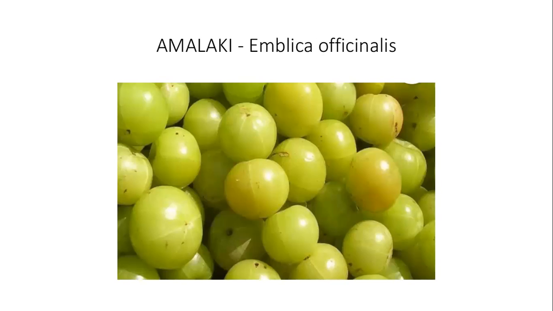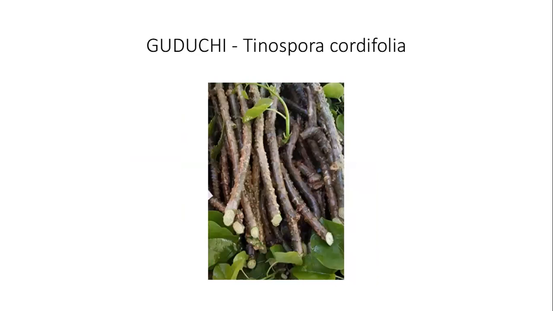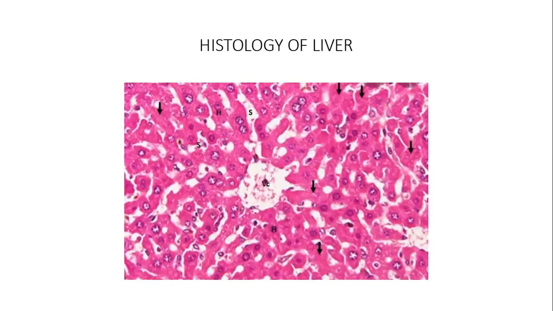Amalaki, Emblica officinalis, contains natural vitamin C and it is Rasayana in action. Vayasthapana also. Vasaka, Adhatoda vasica, it is Tiktarasayukta and Pittahara in action. Guduchi, Tinospora cordifolia, is a best immunomodulator drug, hepatoprotective, hepatic stimulant, and Tiktarasayukta drug, which is hypoglycemic also in action. So this Patoladi Kashaya has action on the liver. It is best hepatoprotective also.